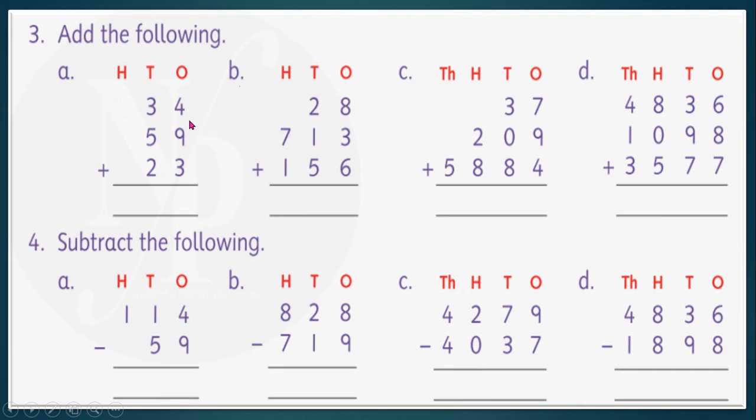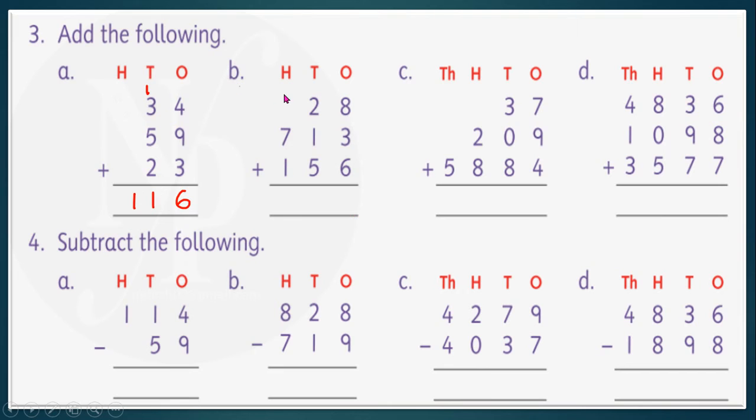That is 4 plus 9 is 13, 13 plus 3 is 16, and we will write 6 here. And 1 ten is carried forward to the tens place. I will write 1 here. Now 3 plus 1 is 4, 4 plus 5 is 9, 9 plus 2 is 11. So we will write 11 here. 116 is the required sum of these numbers.